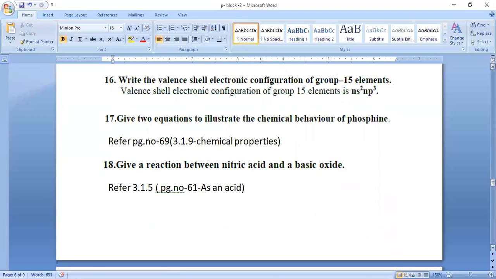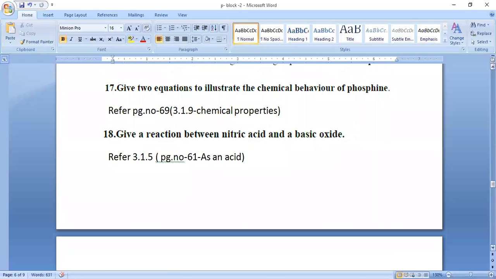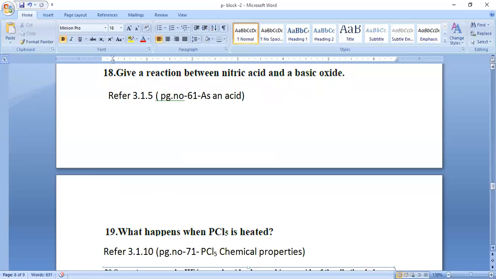Next, question number 17: give two equations to illustrate the chemical behavior of phosphine. The answer is on page number 69, in 3.19 under the content chemical properties. Next, question number 18: give a reaction between nitric acid and a basic oxide. The answer is on page number 61, 3.15, under the content as an acid.